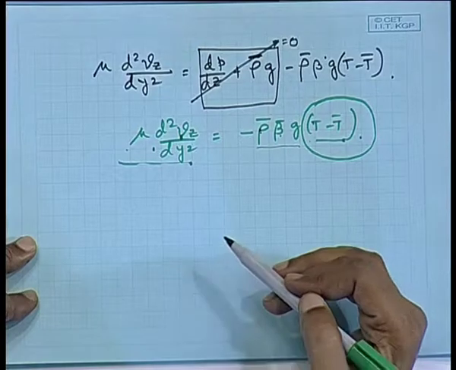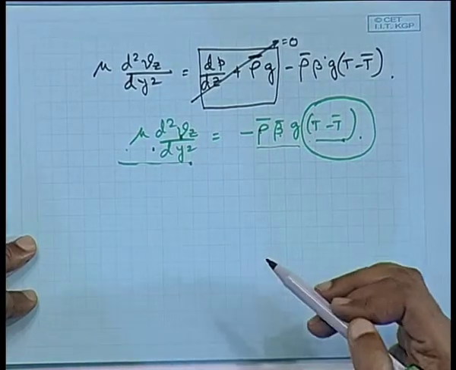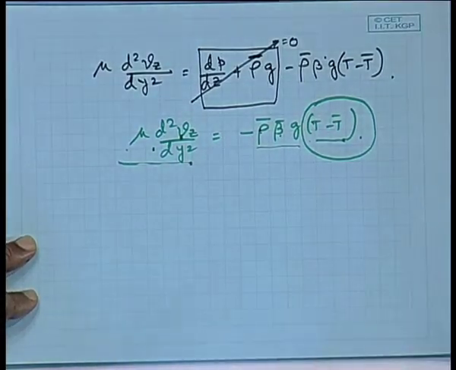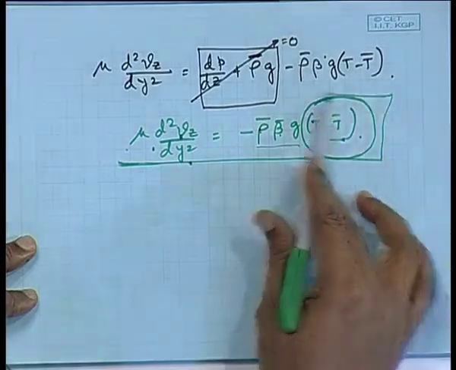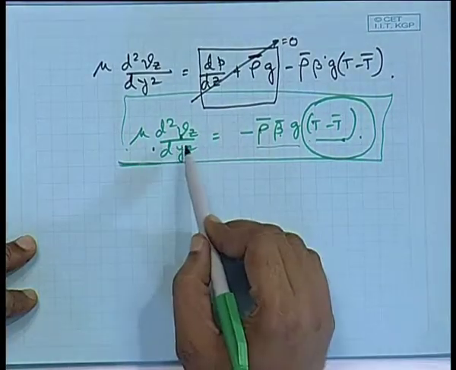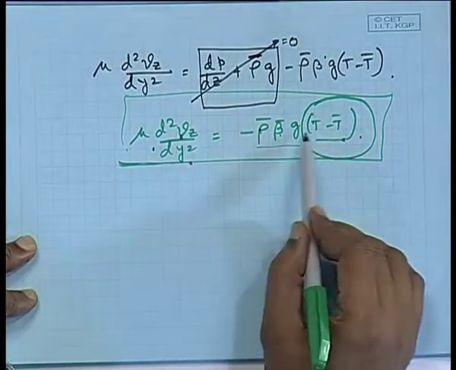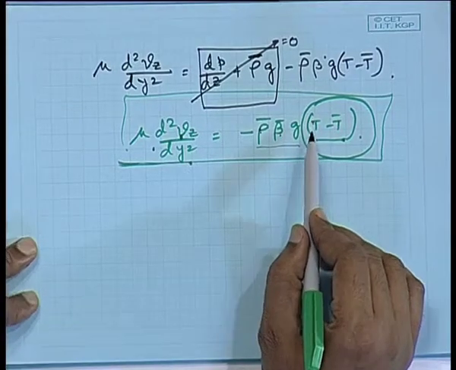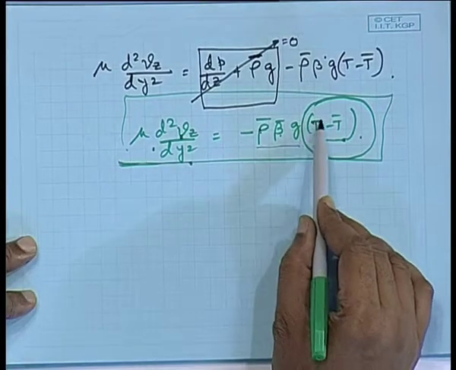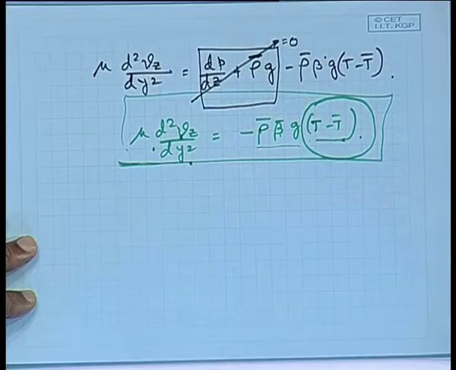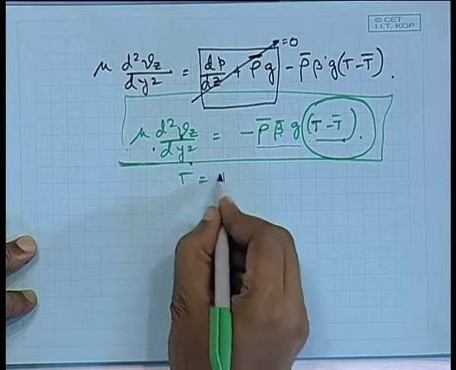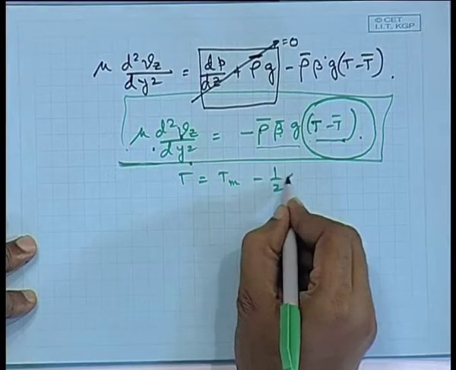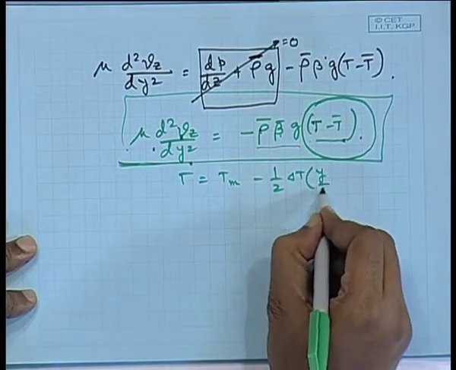How does motion get introduced in the system as a result of the temperature difference present in the system? So, now can we solve this equation? It is very simple. We already know the functional form of T with respect to y, which we derived previously: T is equal to T m minus half delta T y by B.